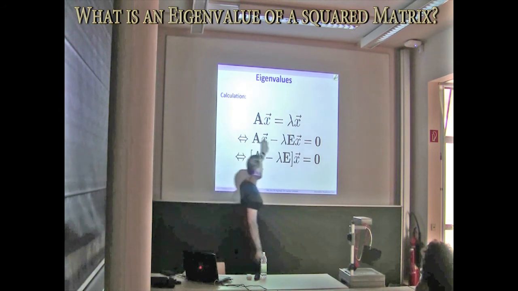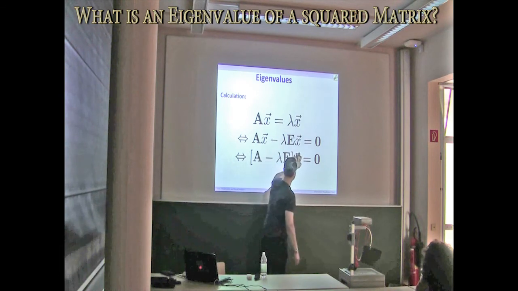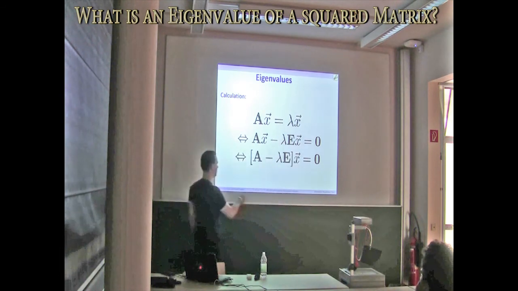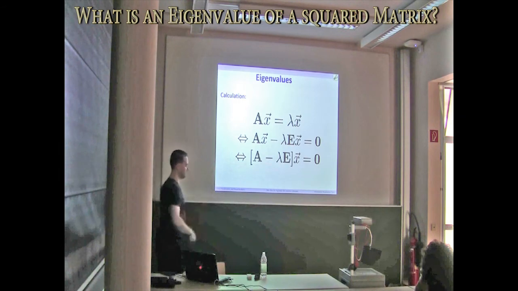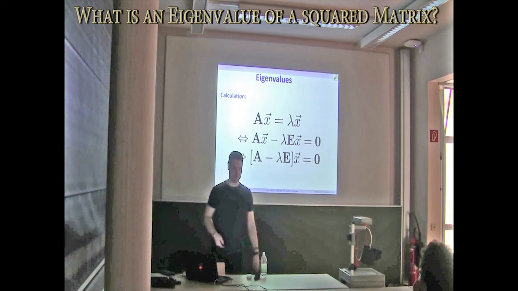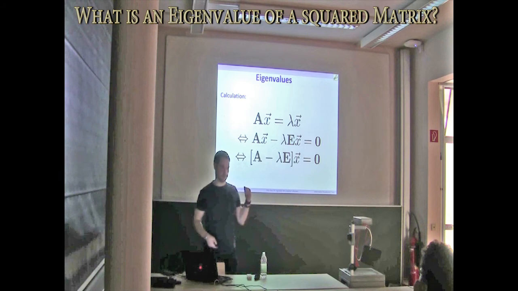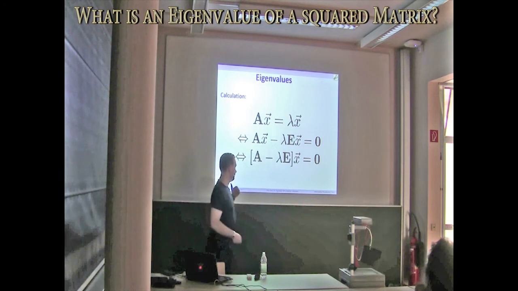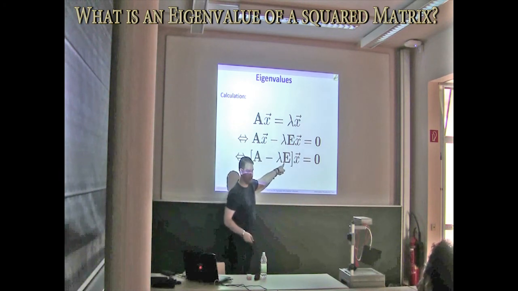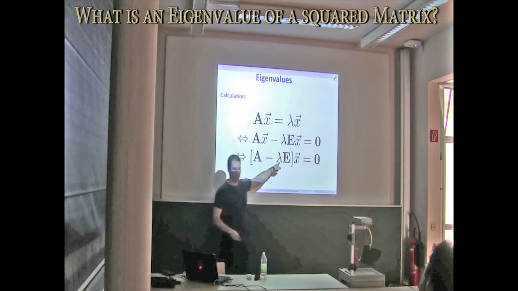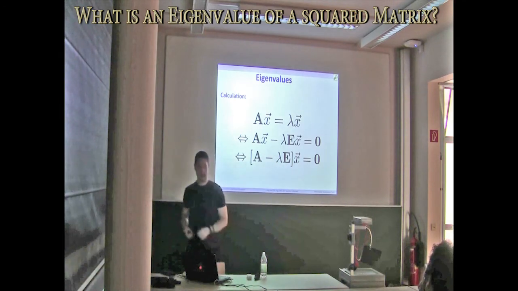And we put the x, or the eigenvectors, out of this equation, and this is something that we have to solve in order to find our eigenvalues. This is a basic equation. Again, this is just a matrix which is zero, except on the main diagonal, where there's one.